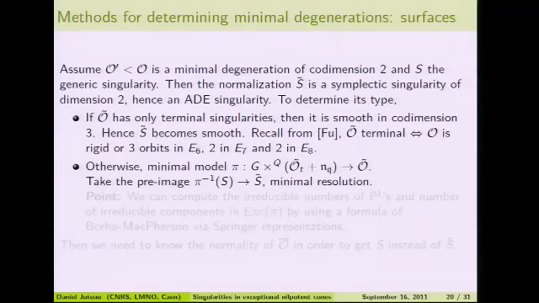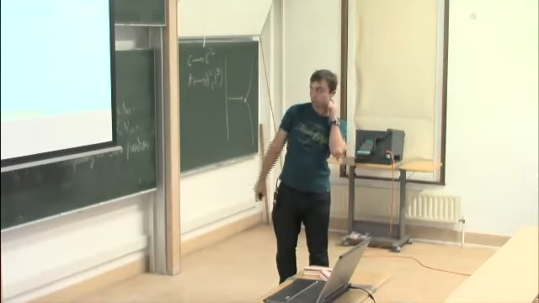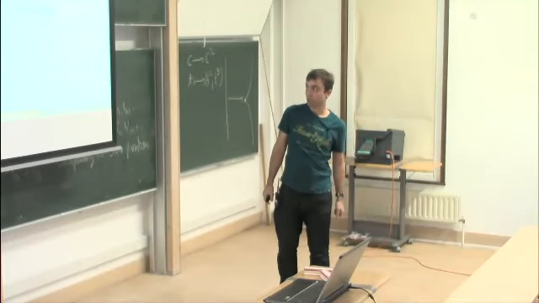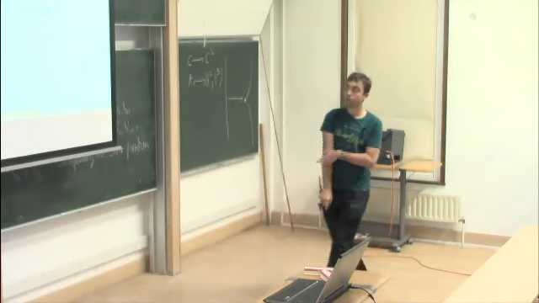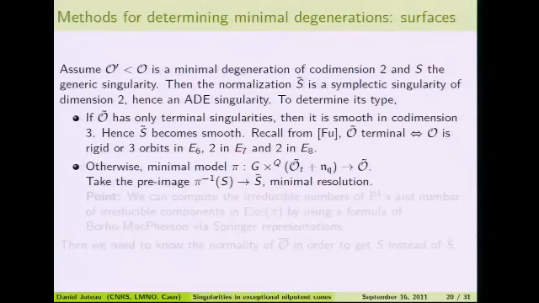Or we have such a map, and it's in an induced orbit, and we can go to the normalizations. And so this will be a minimal model, and in codimension 2, this will be smooth. So we get a resolution by restricting to the normalization of the slice this Springer map.